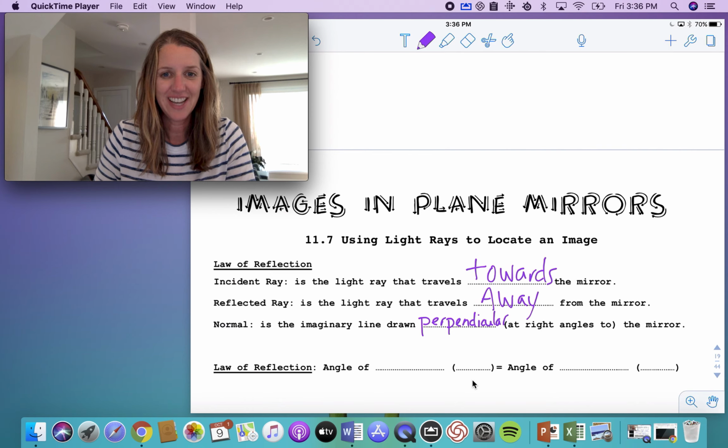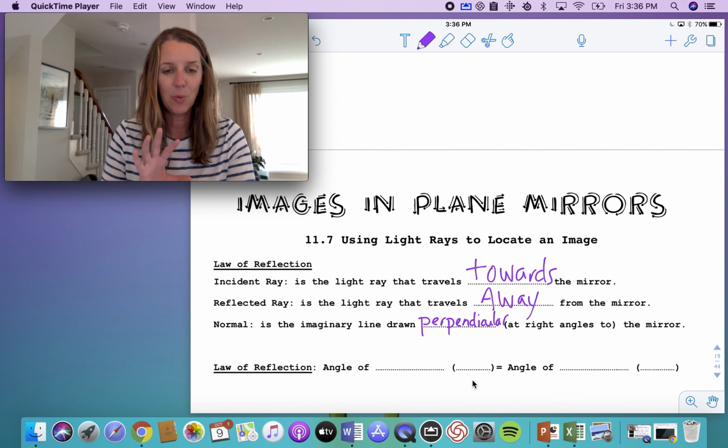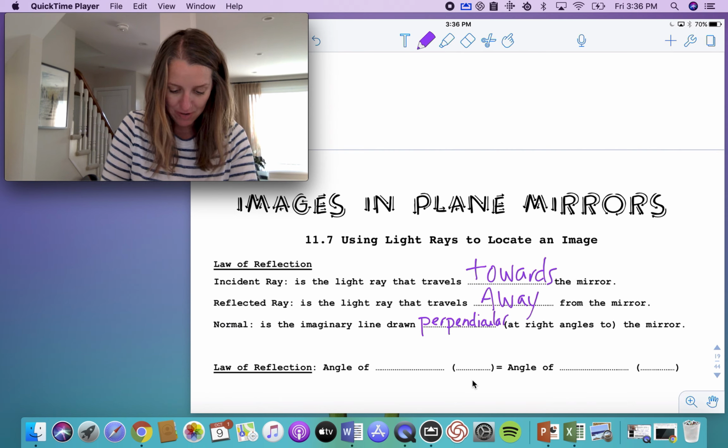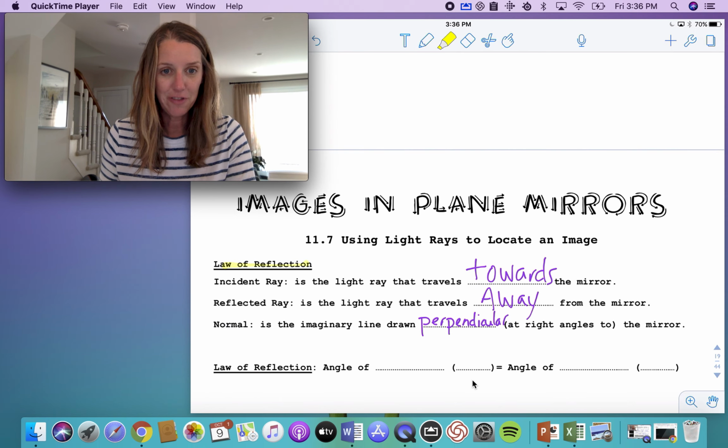Okay, hi grade 10s. This is the very last little bit where we're going to look at summarizing what the image looks like in a plane mirror and how to describe that image using characteristics, like the size of the image, what's called the attitude of the image, etc. All right, so let's just reflect and review on the law of reflection.